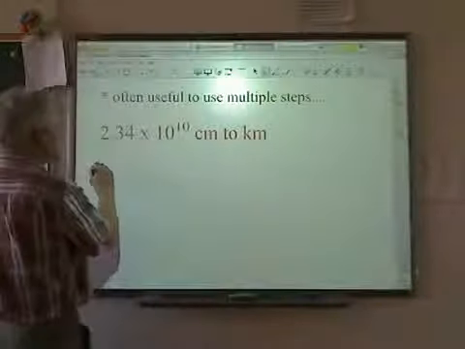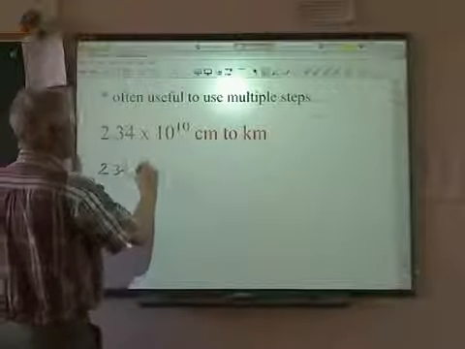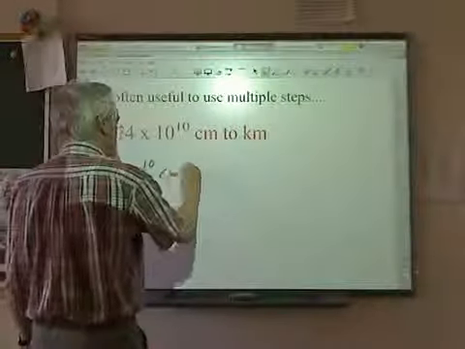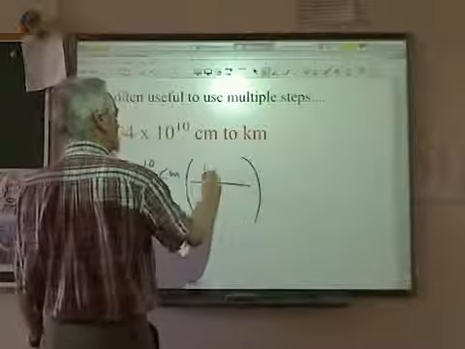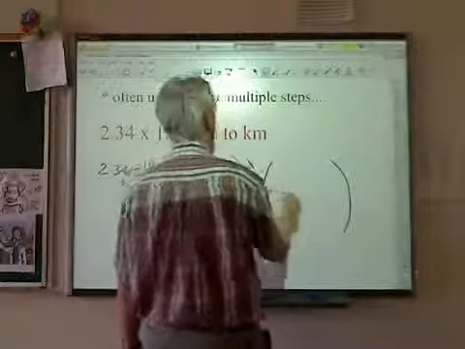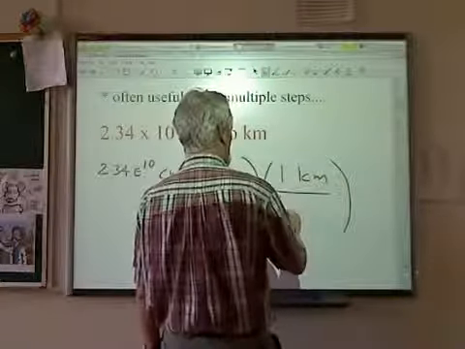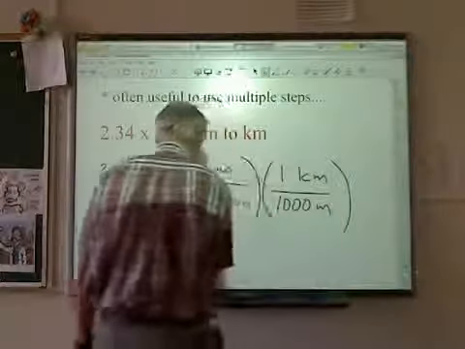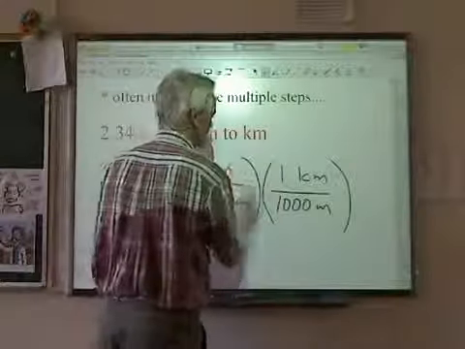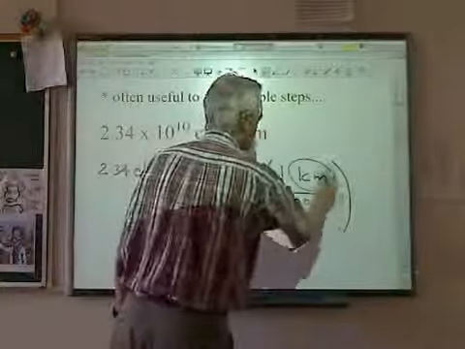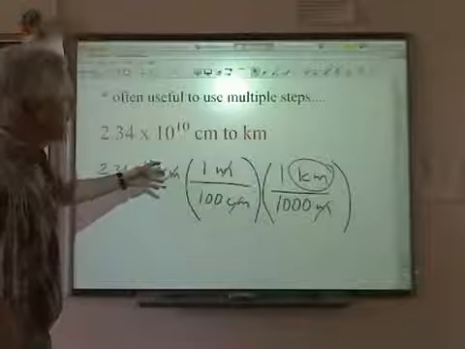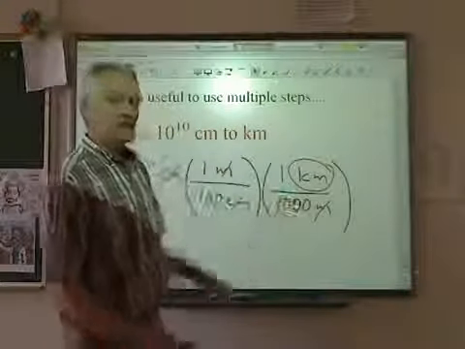It's handled just like you might imagine. 2.34 e to the 10. I'll use this shorthand e a lot just because it saves me writing times 10 to the 10 centimeters. I know that there are 100 centimeters in 1 meter, and I know that there are 1,000 meters in 1 kilometer. And now if I do my unit analysis, centimeters over centimeters, meters over meters, gives me indeed my units in kilometers. And all I have to do is take the 2.34 times 10 to the 10 and divide by 100 and then divide by 1,000 and get the correct answer.